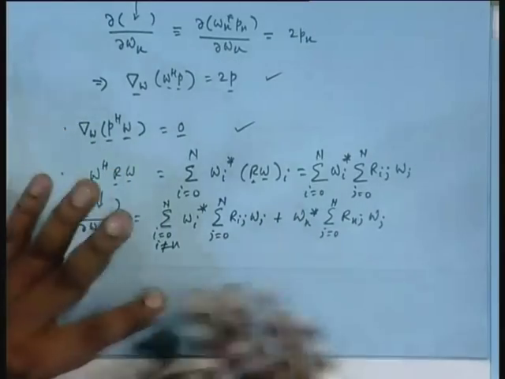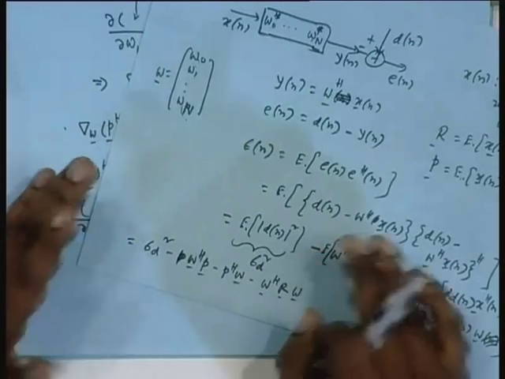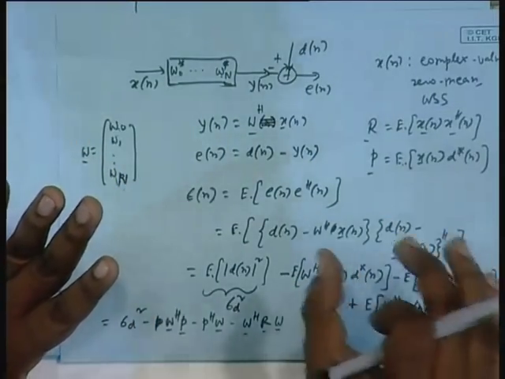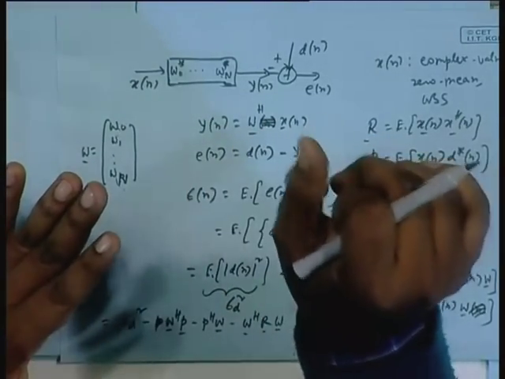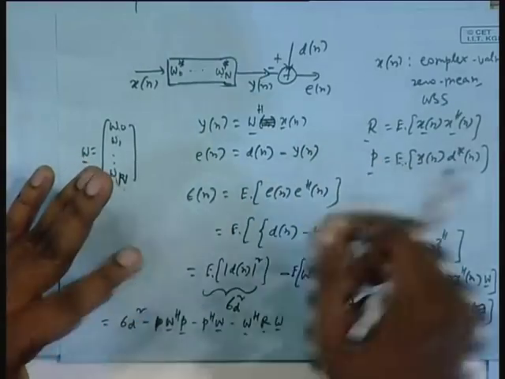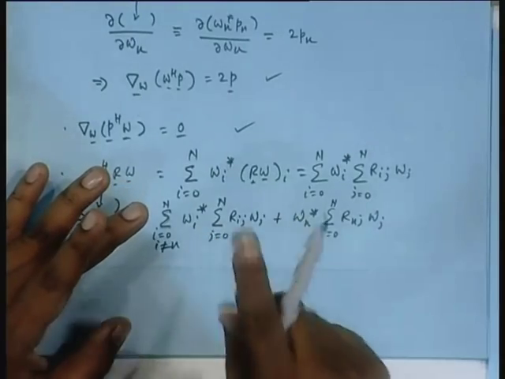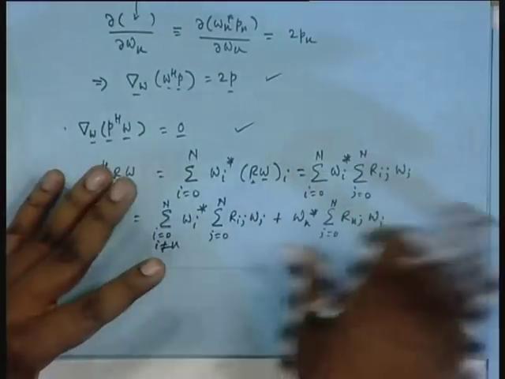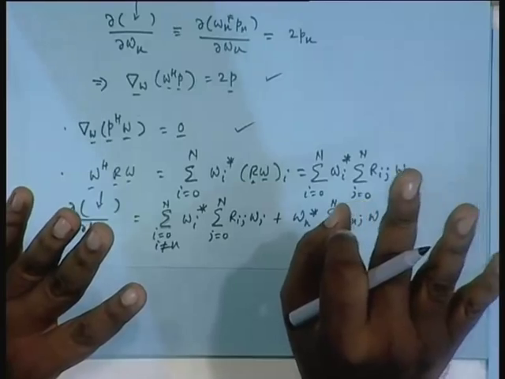But if you want to apply the chain rule, what it says is, if you have a product f x into g x, differentiated with respect to x, then f x into g prime x plus f prime x into g x. The same thing you can do here: W Hermitian is a vector, R W is a vector, differentiate W Hermitian with respect to W k, and vice versa. But then, that derivative of f x g x is f prime x g x plus f x g prime x, I have to prove that it is valid also with this modified definition. Since I did not do that, I am deliberately avoiding it.